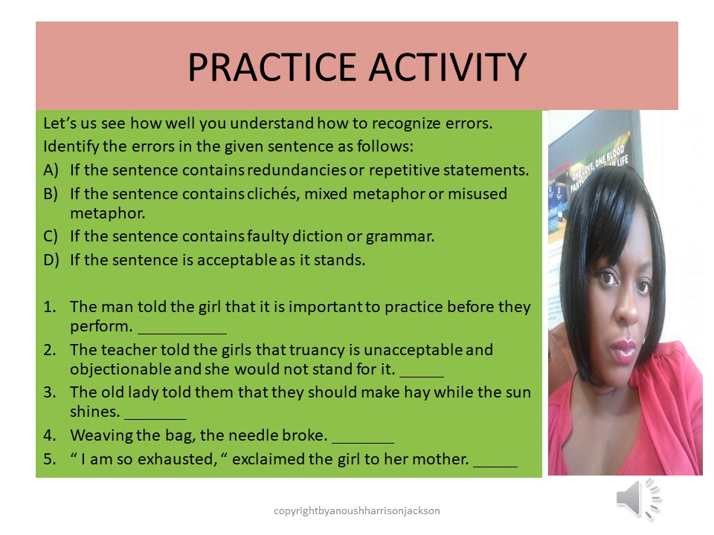Number 1. The man told the girl that it is important to practice before they perform. Number 2. The teacher told the girls that truancy is unacceptable and objectionable and she would not stand for it. Number 3. The old lady told them that they should make hay while the sun shines. Number 4. Weaving the bag, the needle broke. Number 5. I am so exhausted, exclaimed the little girl.